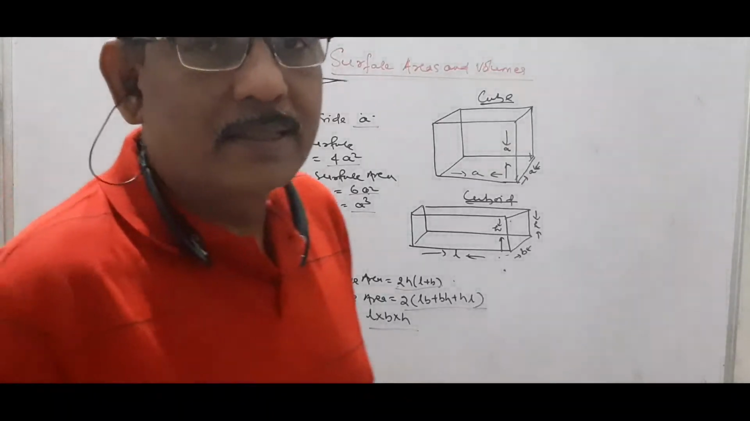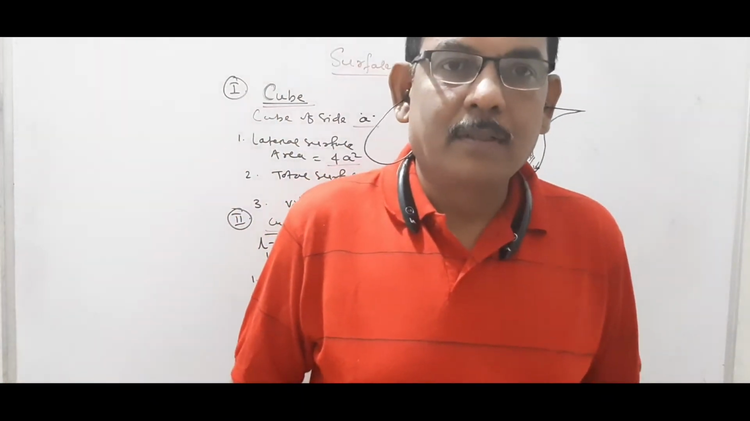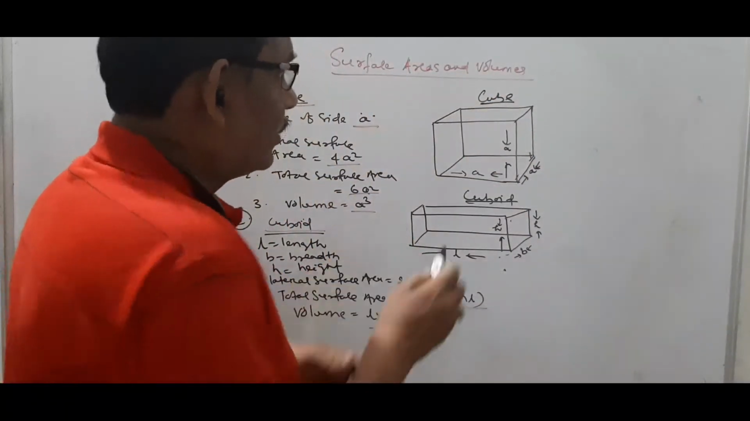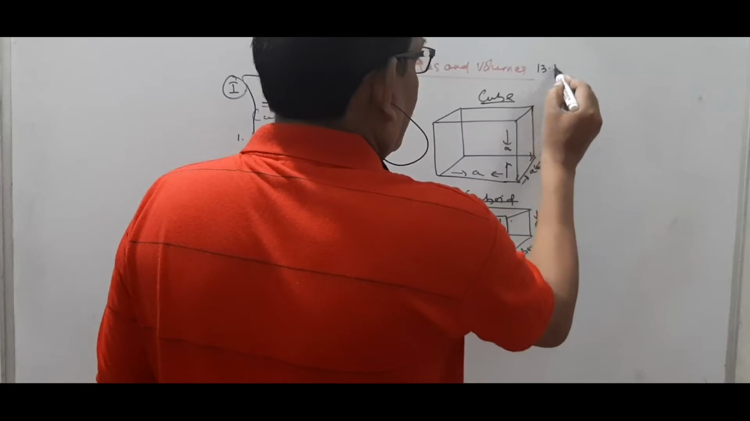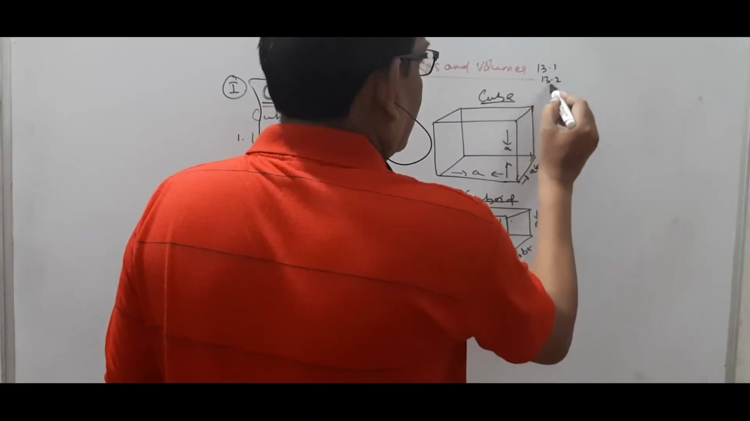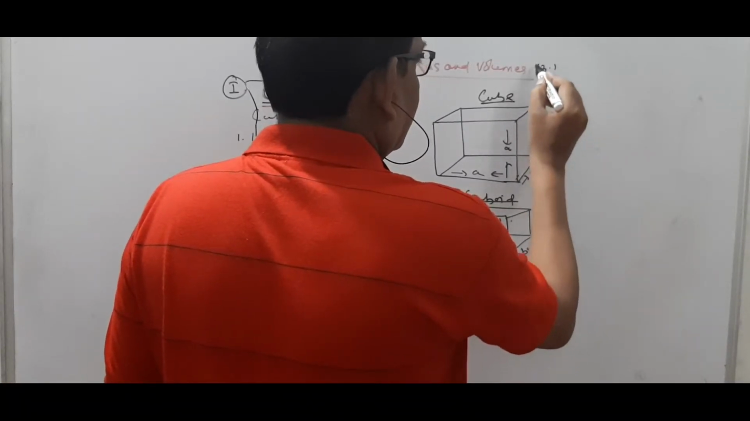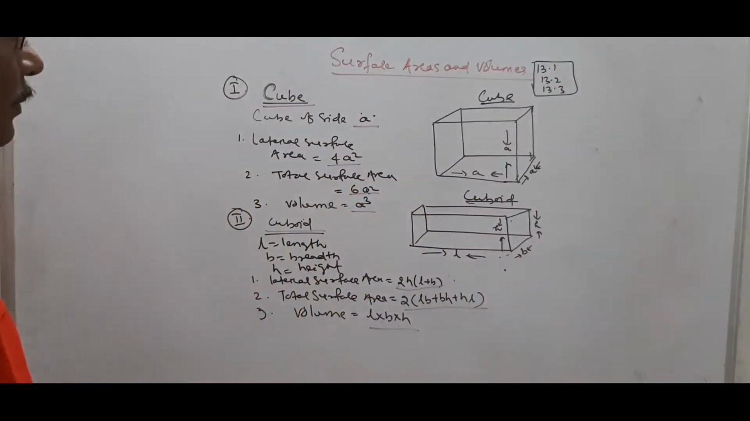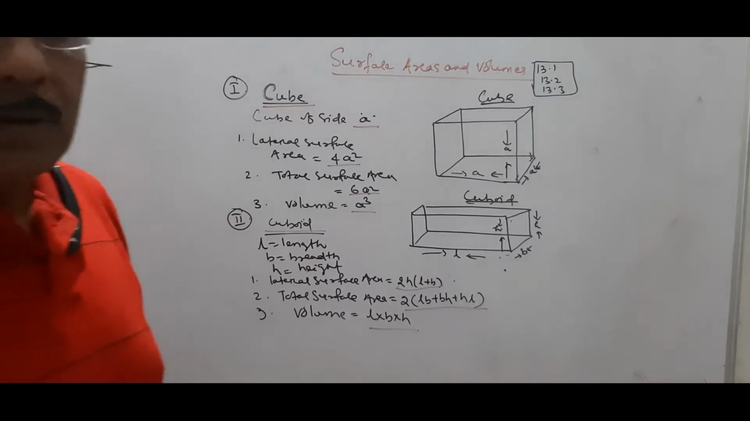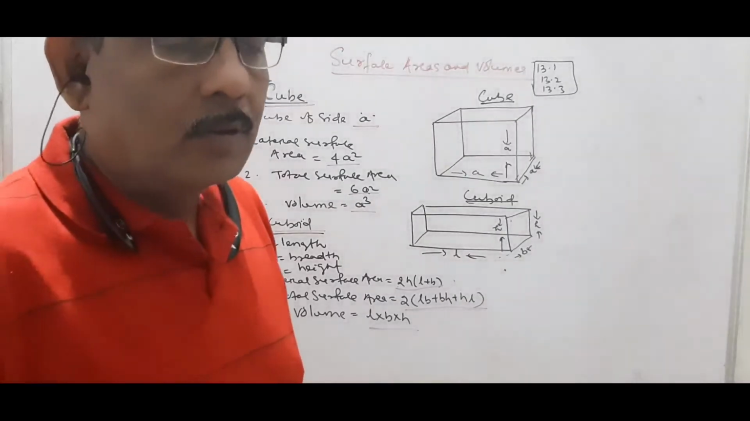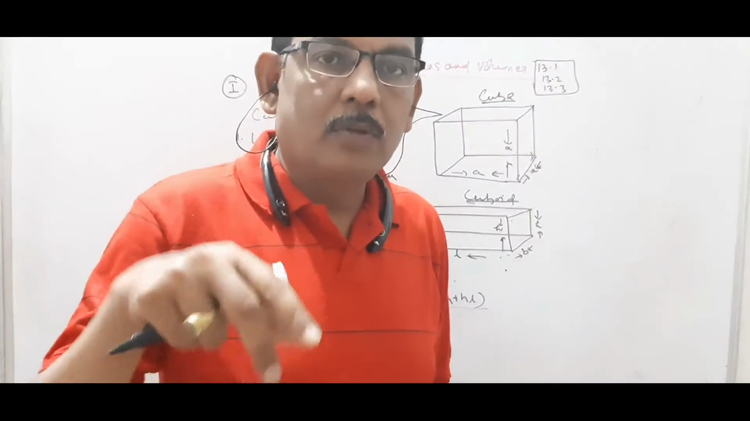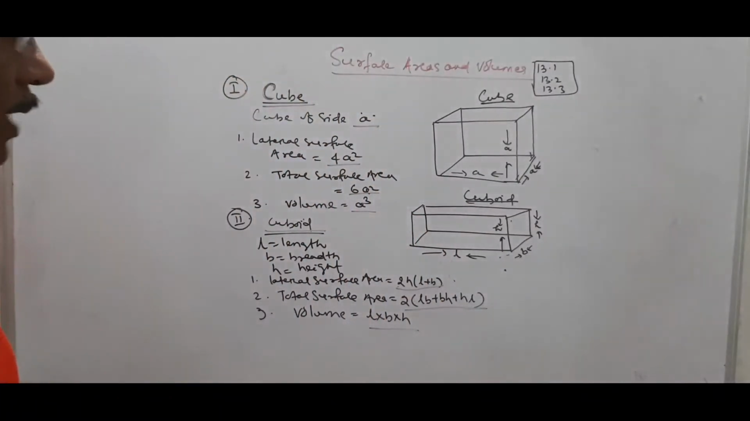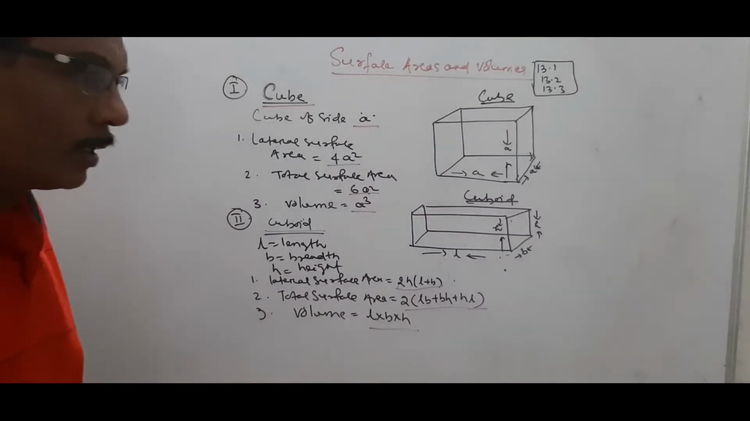Good evening, students. Today I am going to discuss a new topic, surface area and volume. That is your 13.1, 13.2 and 13.3. We cover the three chapters. Clear? We will also discuss the conversion of one solid to another solid. Clear? So first, you write down the formulas one by one.